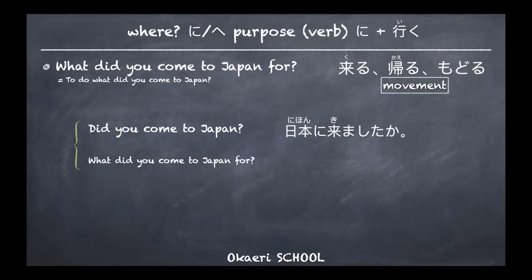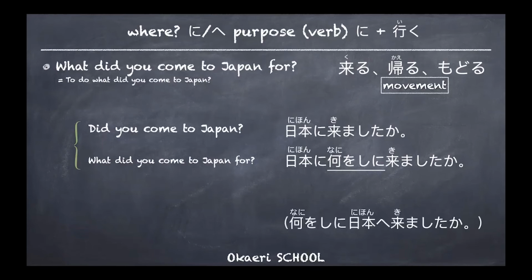What did you come to Japan for? 日本に来ましたか? And then you insert 何をしに来ましたか? 日本に何をしに来ましたか? This will make this sentence "what did you come to Japan for?" To do what did you come to Japan? I mean, this is not a direct "why," but you just want to ask the purpose very mildly. This is not like a question from the police or something. You don't need to directly ask why. Say, hey, what made you come to Japan? What did you come to Japan for?